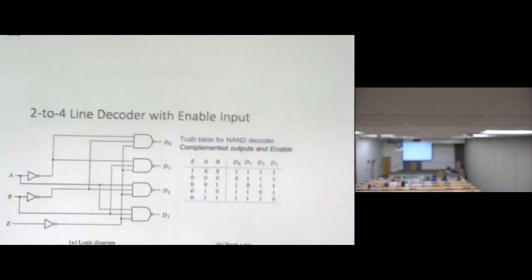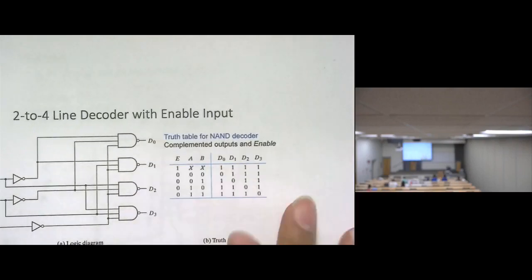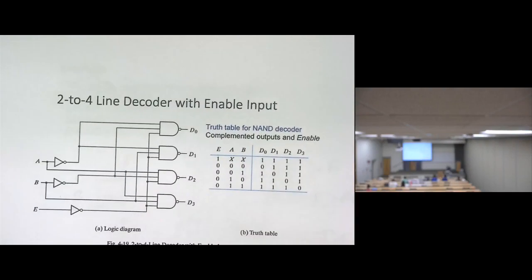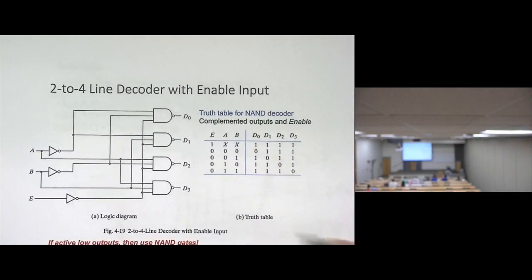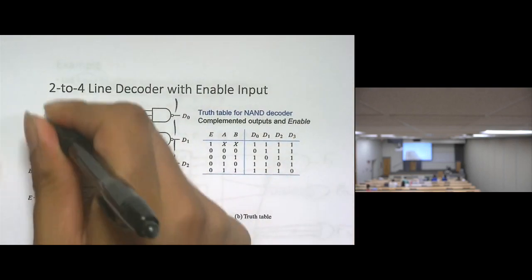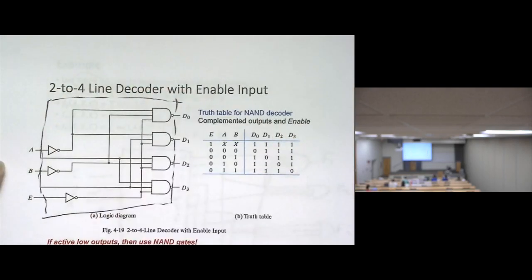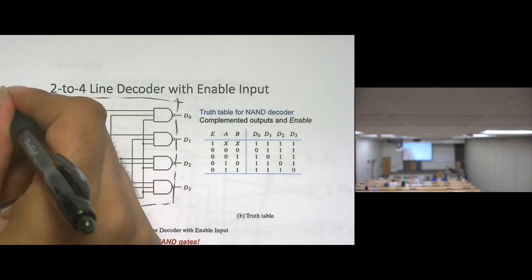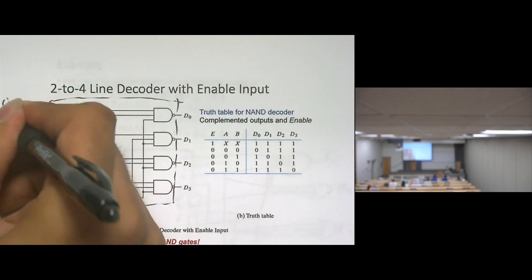So for example, with a 2 to 4 decoder, this is what it looks like inside with enable. Again, you don't need to memorize what's inside, but this is for your information, to let you know how this has been derived. So this is inside the IC.